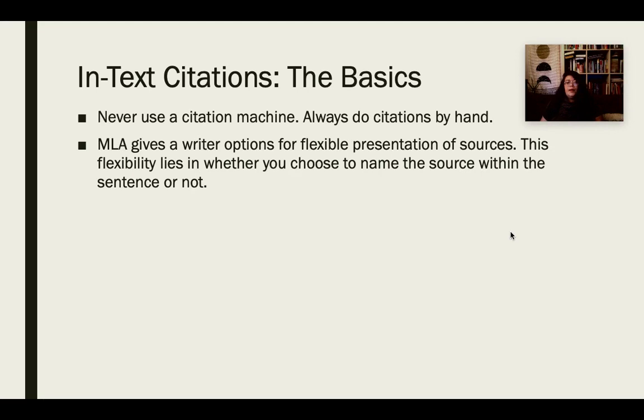MLA gives the writer options for flexible presentation of sources. This flexibility lies in whether you choose to name the source within the sentence or not. So what that means is we have to think about it. MLA is the style guide for English literature, and it's just one style guide. There are lots of different style guides. History uses Chicago style. The sciences use APA. Sociology even has its own special style guide in that discipline.